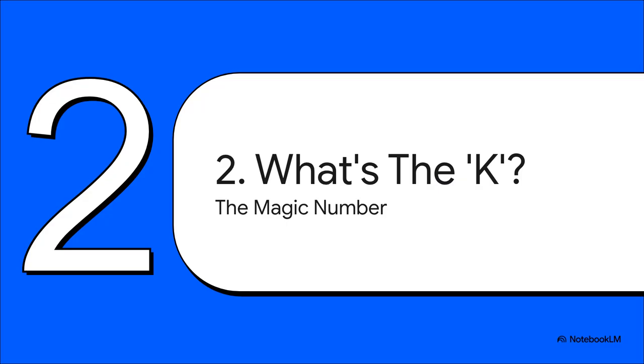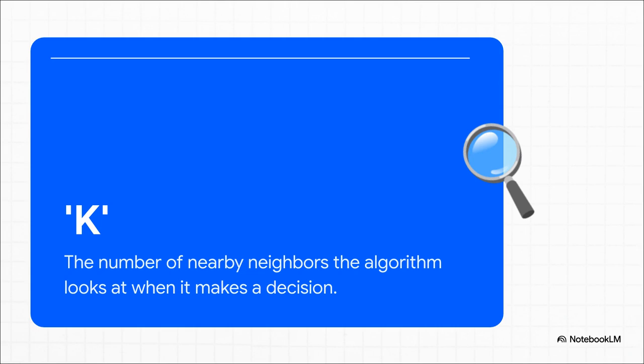Okay, section 2. What's the K? That letter K isn't just there to look good. It's actually the most important decision you have to make when you're using this thing. So K is just a number. It's the number of neighbors the algorithm is going to ask before it makes up its mind. It's kind of like you're trying to decide on a restaurant. Are you going to ask just your one best friend, or are you going to text your top 5 friends for their opinion? That number you choose, that's your K.